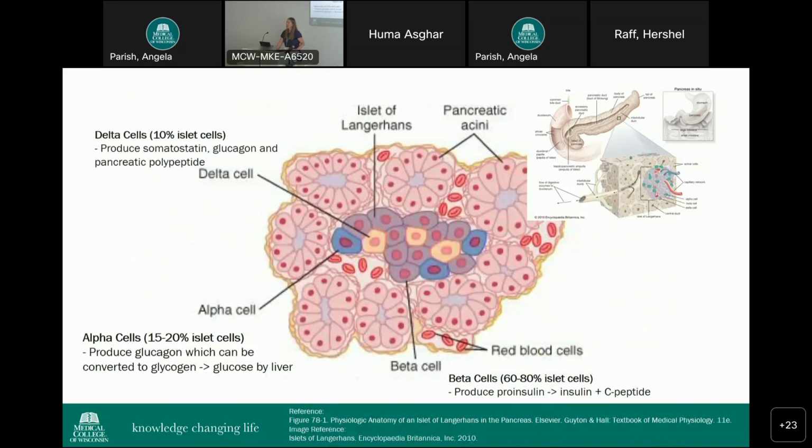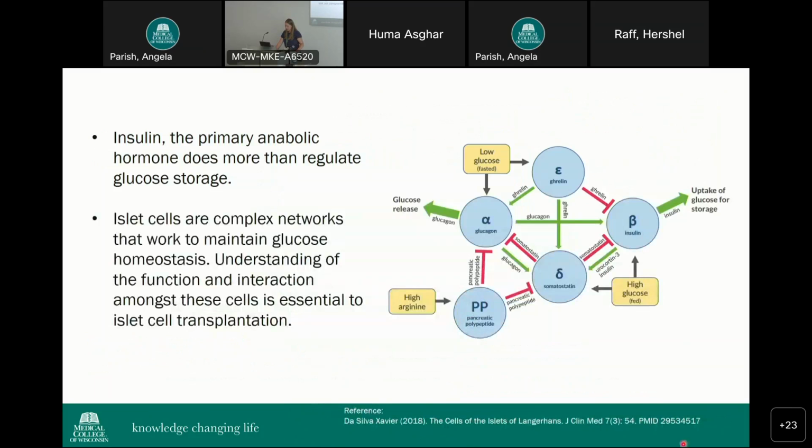Further breaking this down, about 10% of the islet is delta cells, which produce somatostatin, glucagon, and pancreatic polypeptide. Another 15 to 20% are alpha cells that produce glucagon, which is then converted to glucose eventually by the liver. And then 68% of cells are beta, which produce proinsulin, later broken down into insulin and C-peptide. This is really trying to show the harmony between all these cells, which adds to the complexity of islet cell transplant, trying to maintain that harmonious relationship between all the cells.